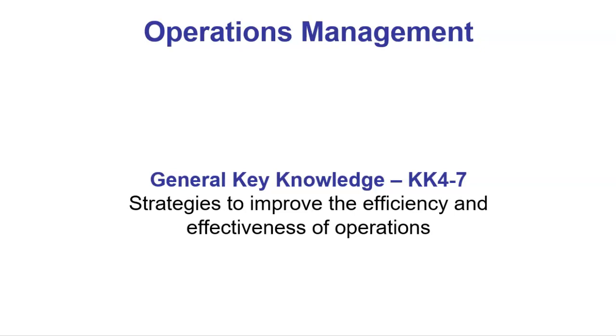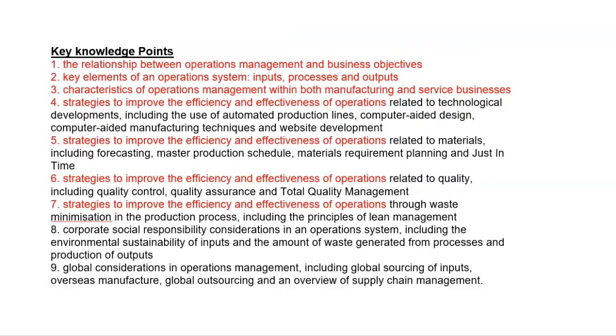Hi guys, so today's operations management lesson is a bit of an overview into the next key knowledge points, 4 to 7, where we look at strategies to improve the efficiency and effectiveness of operations. As we can see here in the key knowledge points, we've looked at the relationship between operations management and business objectives. We've looked at the key elements of an operating system, inputs, processes and outputs, and we've looked at the characteristics of operations management with both manufacturing and service businesses.